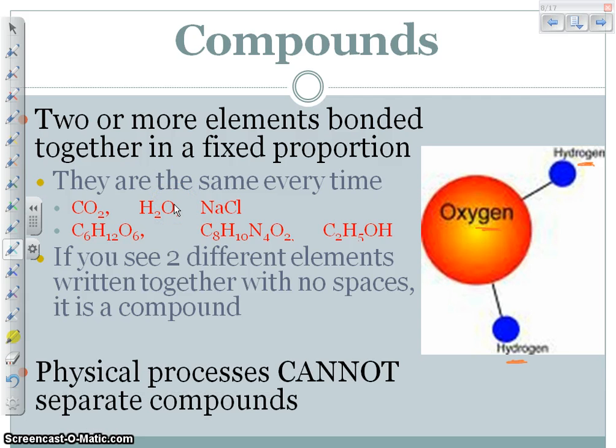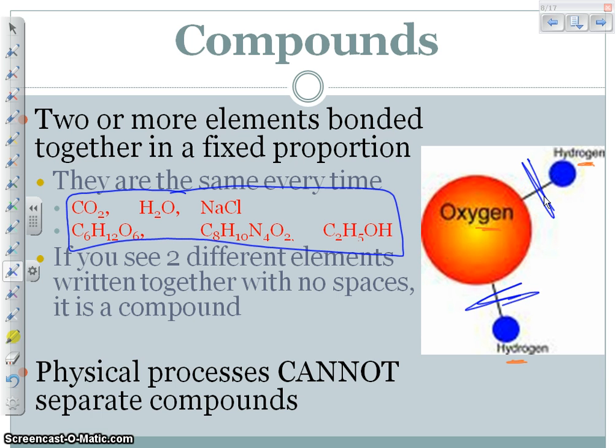You cannot separate a compound by physical means. If we're going to separate a compound, we need to chemically break the bonds between those atoms. So we need to chemically break that and chemically break that. I cannot just physically chop it apart. You will have to put it through a chemical process, and we'll talk about that in a little bit.